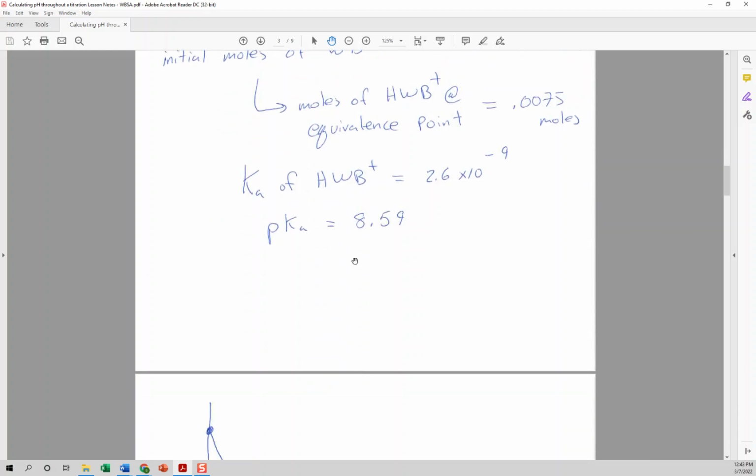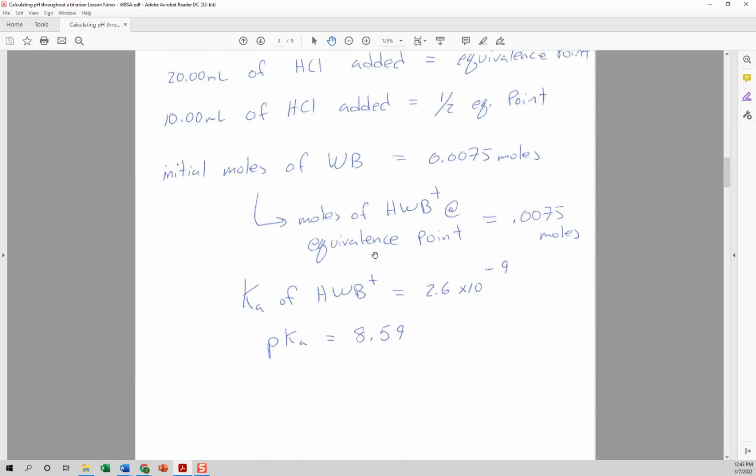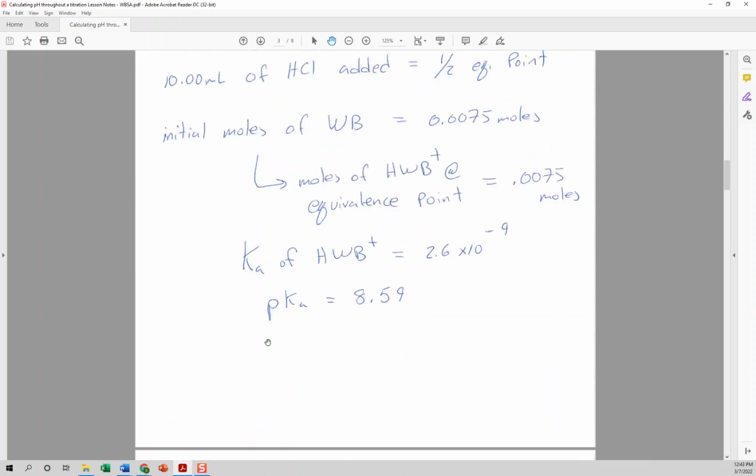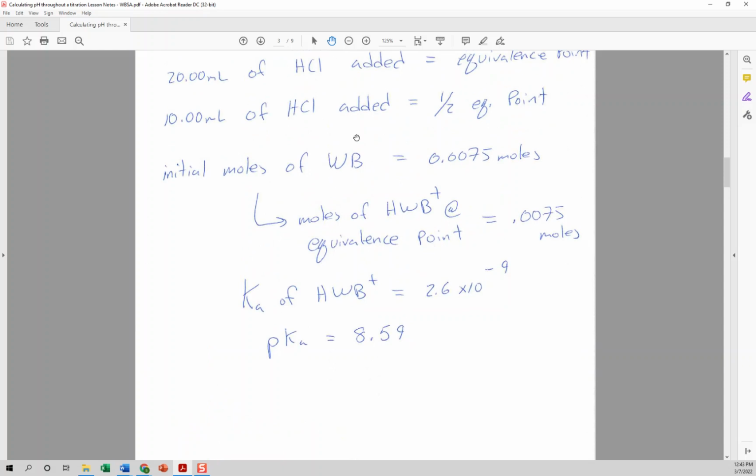I'll go back and review that, but just in your head. So these are all the numbers I'm going to need, okay, to go into my calculations. All right. So we'll make sure we have the Ka, we have the pKa, we have the moles of WB before any titration is started, before we added any HCl, and that would be equal to the number of moles of its conjugate acid at the equivalence point.